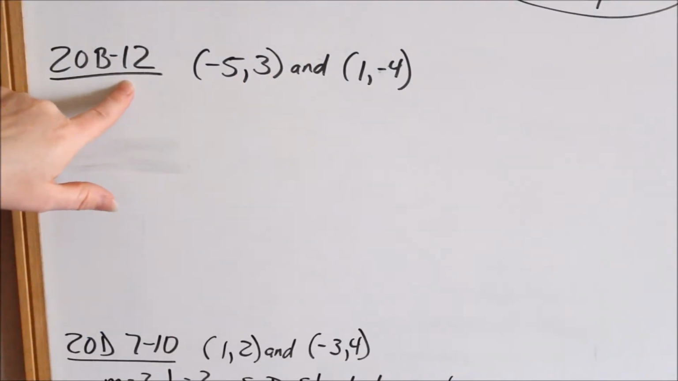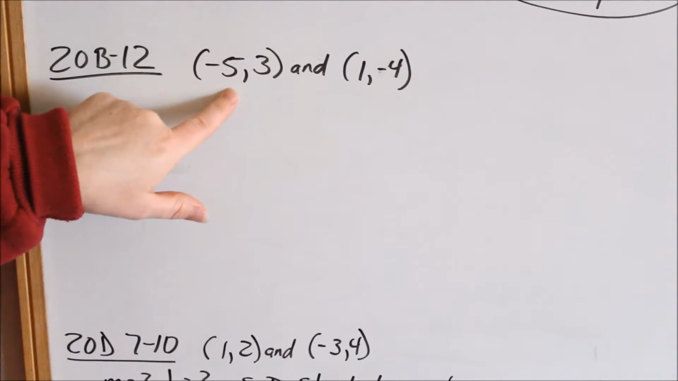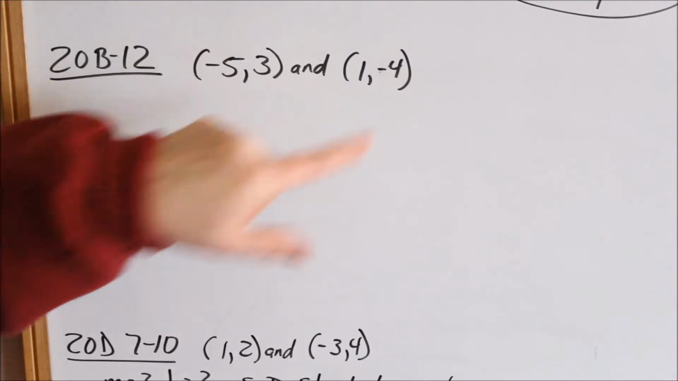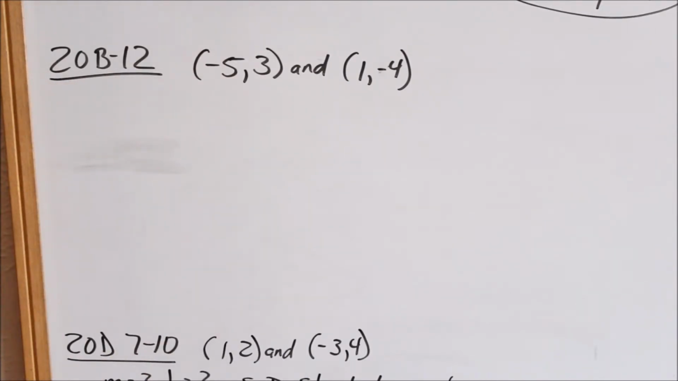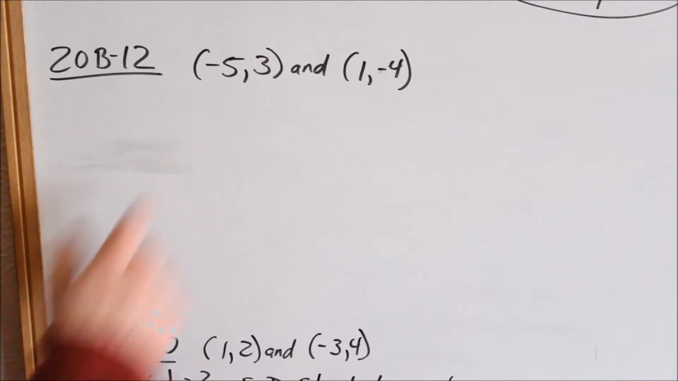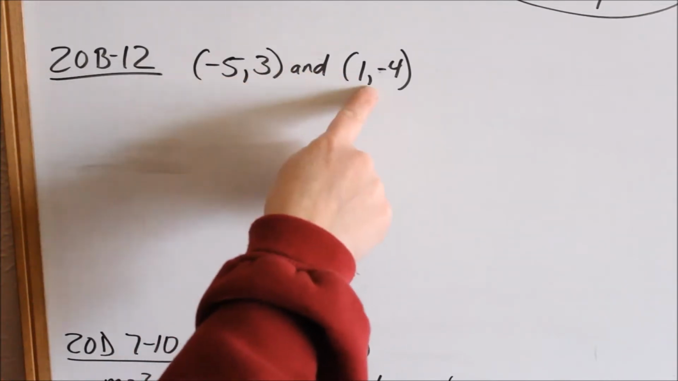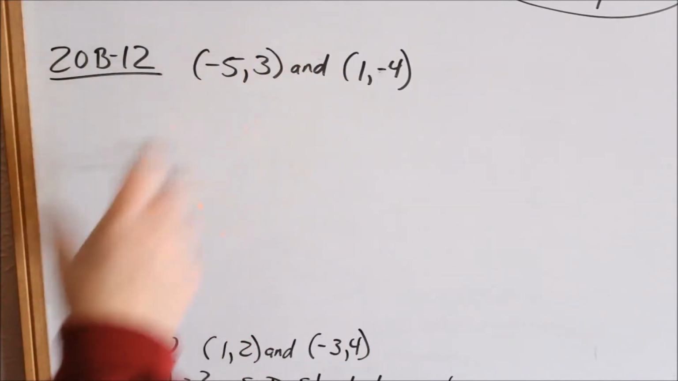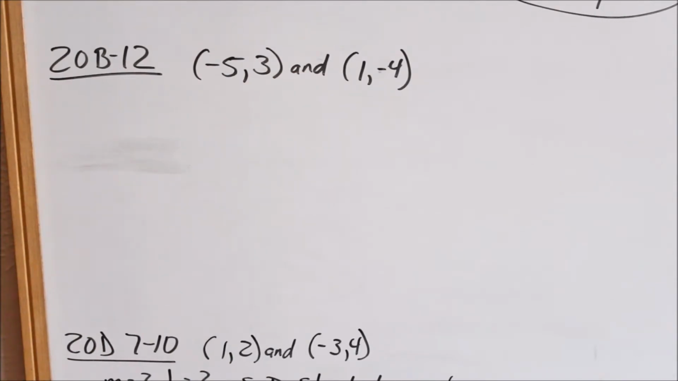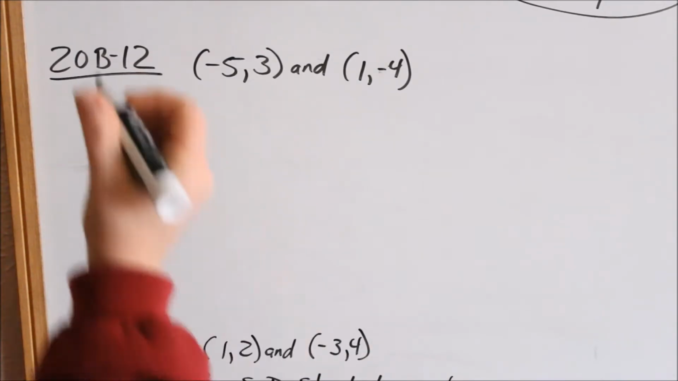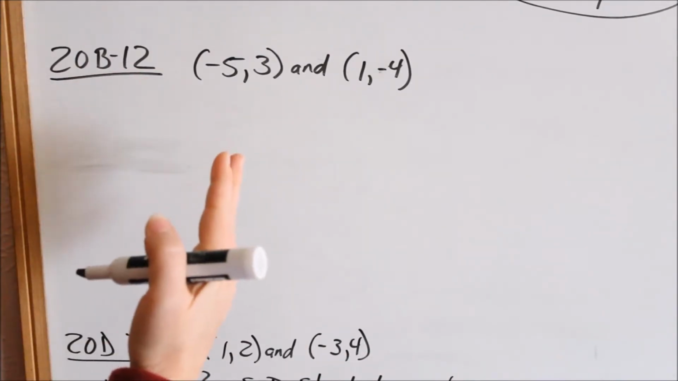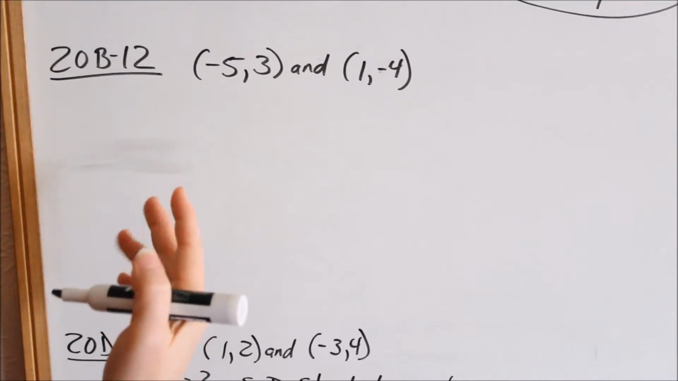Okay, we're looking at 20B number 12. On this problem, they give us 2 points, and they're asking us to find the slope. Now, if you're given 2 points, yes, you can plot these on a graph, and then you can figure out your slope by the graph. But they're not asking us to do that. They're asking us to use the formula for slope. So anytime you can calculate, it's always going to be more exact than graphing.